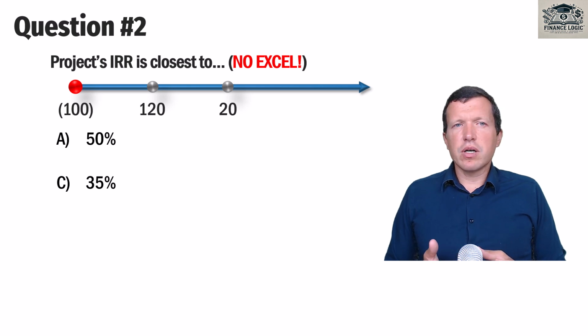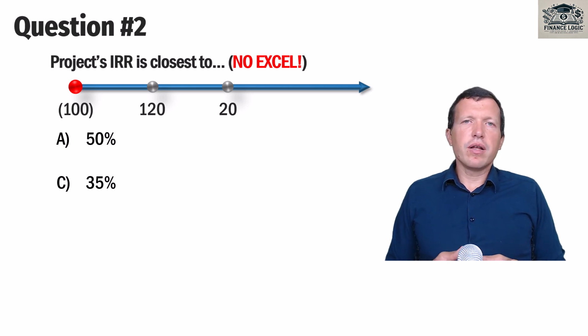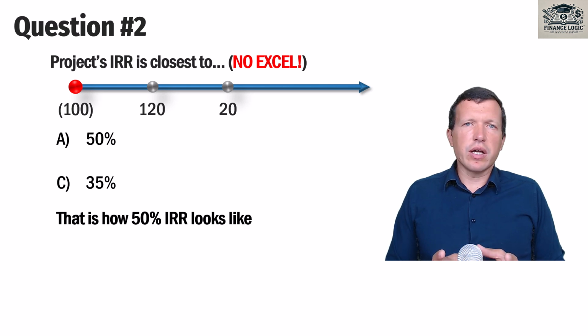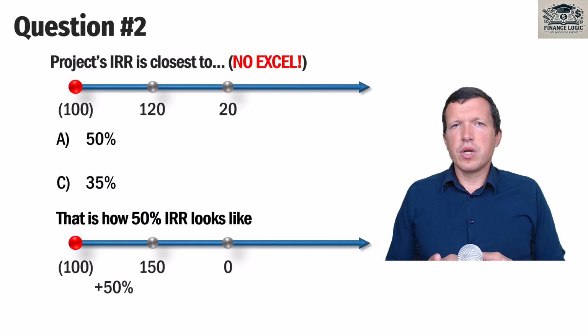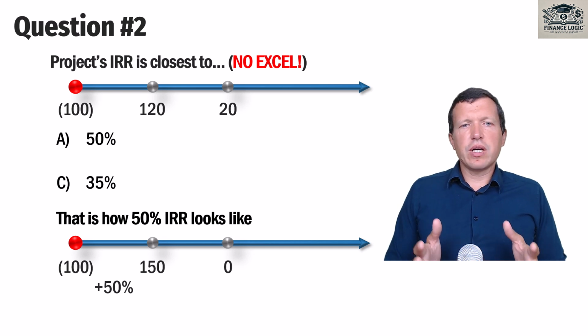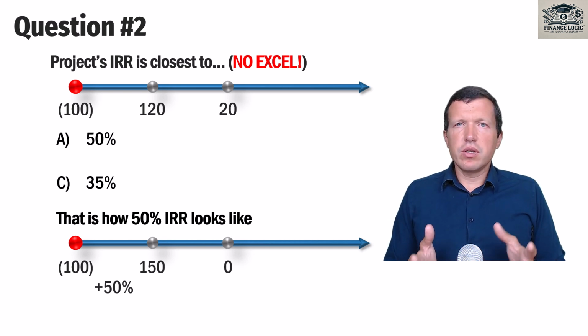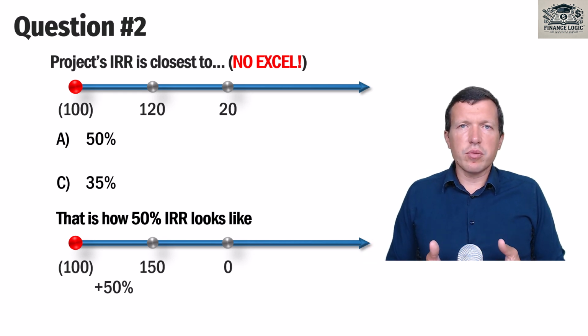Let's create cash flow pattern that shows how 50% IRR looks like. So it looks like this. We invest 100, we get 150 and 0. So we get 150 in total in year number 1, and we have 0 in year number 2.